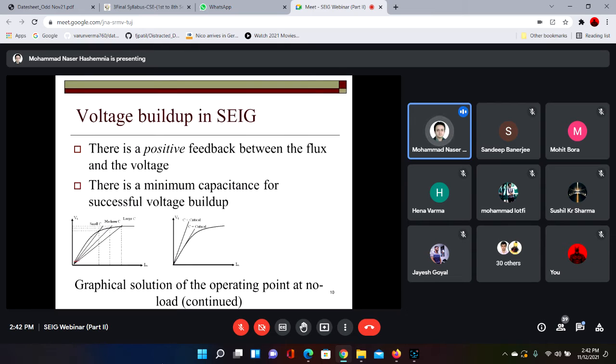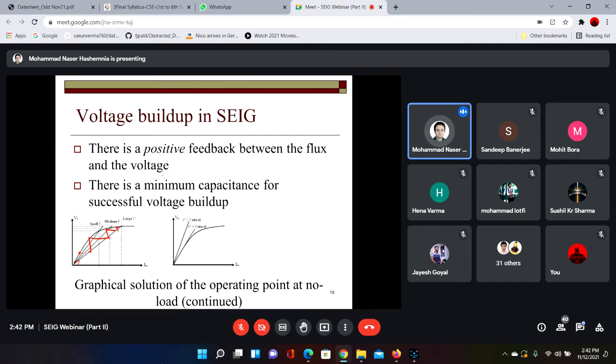Then from this voltage we can come here and then continue. This phenomenon is known in control theory as positive feedback. And what does not let the voltage go to infinity is saturation. So this is another explanation for the voltage buildup. This is positive feedback between the flux and the voltage.